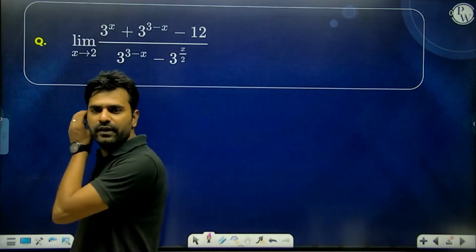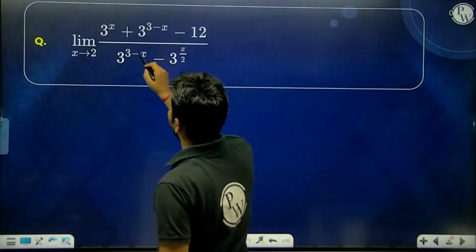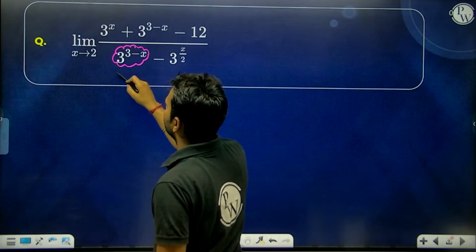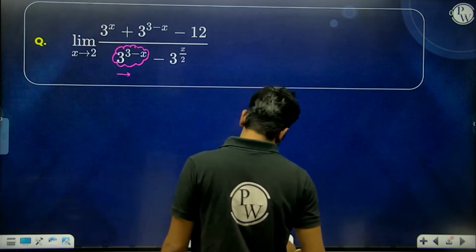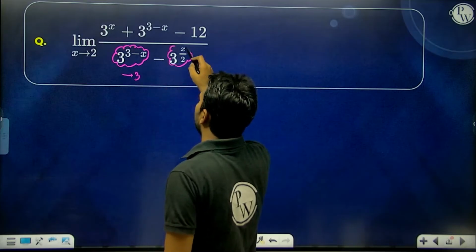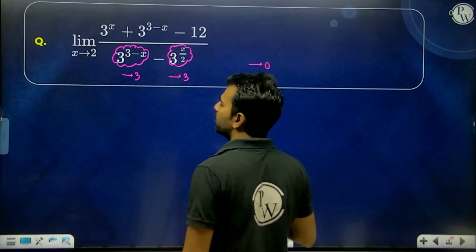In any question of limits, what you do is first put, let's say, x equals 2 over here. Then this thing is going to be 3 to the power 2 minus 1, so this is moving towards 3. Similarly, if you put x equals 2 over here, then this is also moving towards 3. So don't you think the denominator is moving towards 0?